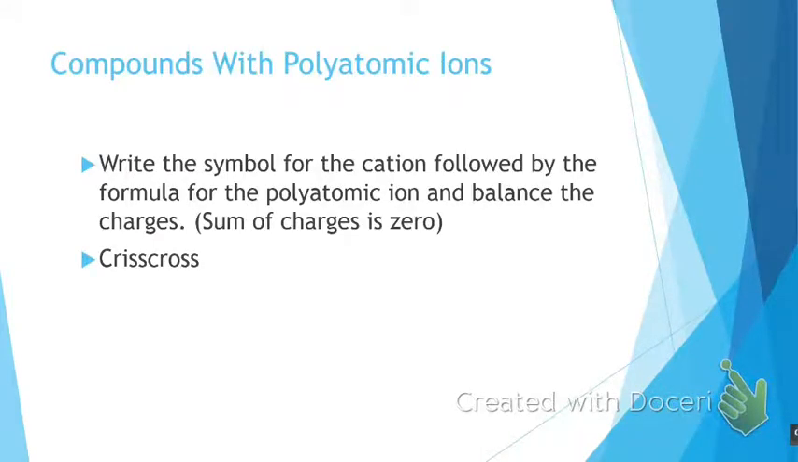We can do the same thing with our polyatomic ions. It's the same idea. We're going to make a neutral compound. The sum of the charges must be 0, and we can still use the crisscross method.